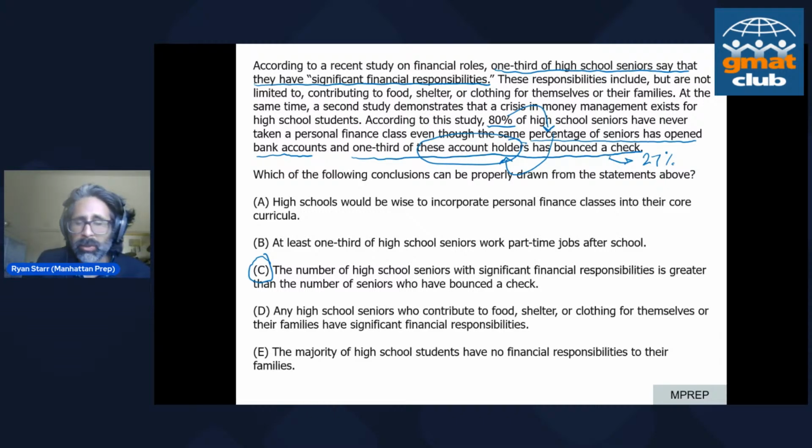We're starting with people who say that they have significant financial responsibilities, and we're just asking them, what do you guys mean? And they're like, yeah, well, we have to contribute to food, shelter, or clothing for ourselves or our families, and it's not even limited to that. But that's just because we just asked that 1/3 of high school seniors what they meant by significant financial responsibilities. The other 2/3 of high school seniors haven't been asked anything. And for all we know, they could also be contributing to food, shelter, or clothing and just not called it a significant financial responsibility. And that's subtle, but that ends up ruining D on this one. All right. And that is exactly right.